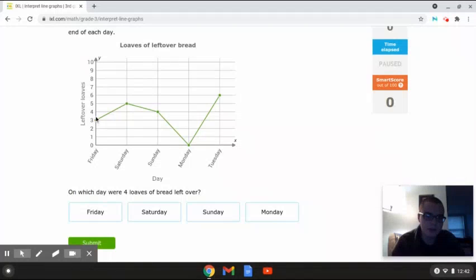If we look, on Friday there were 3 loaves of bread left over, so it can't be that. On Saturday there were 5 loaves left over, so it can't be that. On Sunday there were 4 loaves left over, and on Monday there were no loaves left over, so it can't be this one. Therefore, it has to be Sunday, because there are 4 loaves of bread left over for Sunday. So the answer for this problem is Sunday, because we took a look at the line graph and saw that there were 4 loaves of bread left over on Sunday. And that is how to solve this problem. So let's move on to the next one.